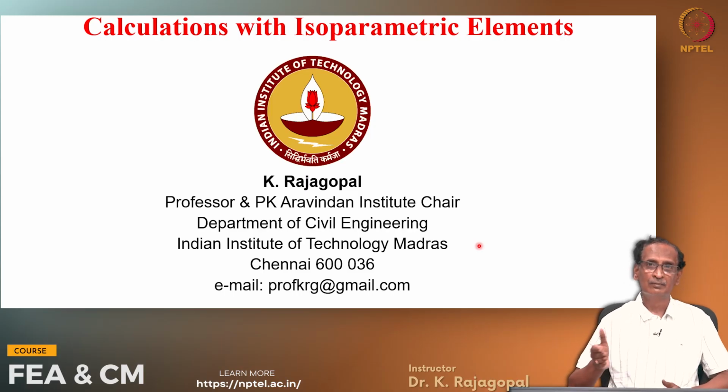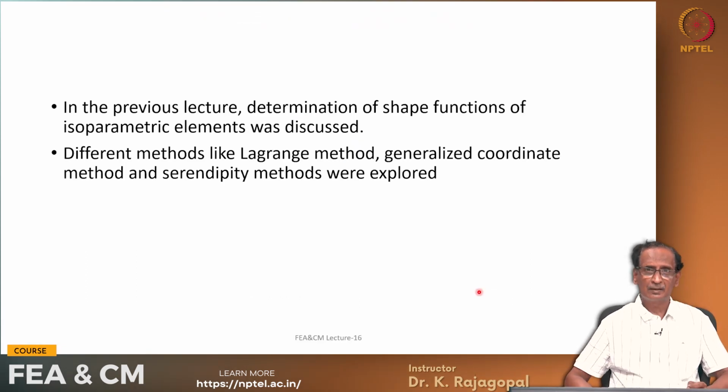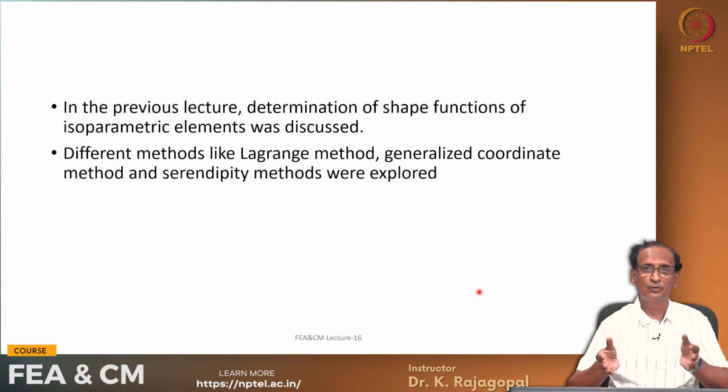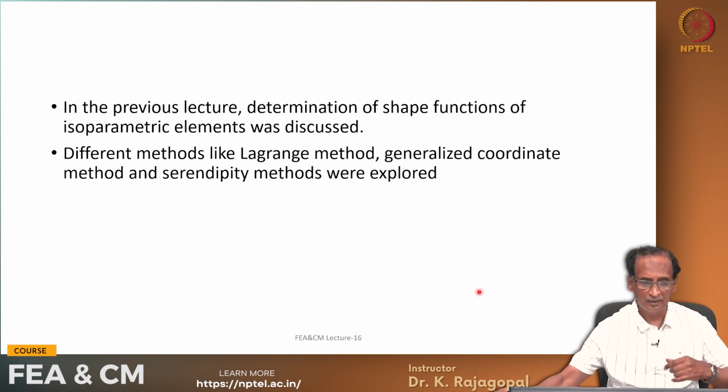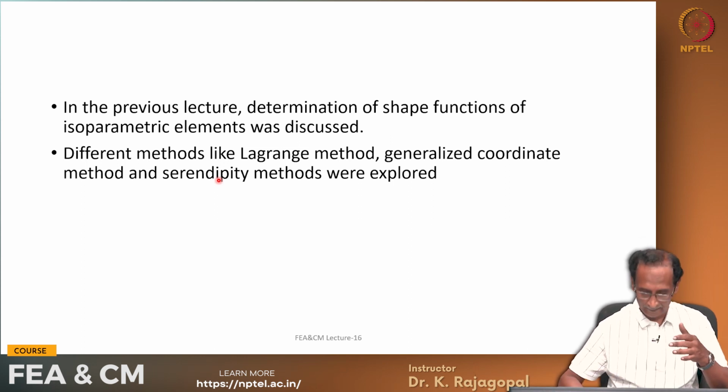Let us continue our isoparametric calculations. In the previous classes we had seen the different methods for determining the shape functions of isoparametric elements using the Lagrange method, then the generalized coordinate method, and also the serendipity method by progressive correction. Let us continue with what we had done.